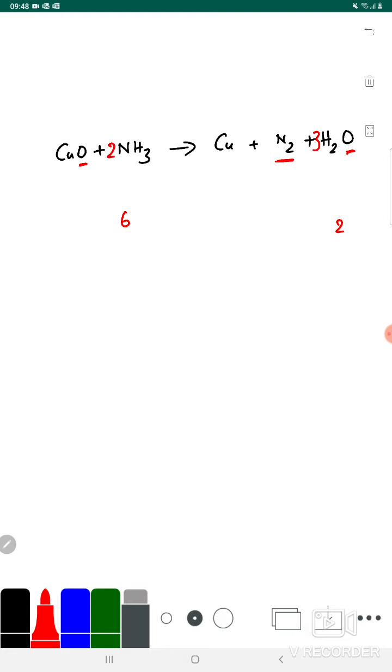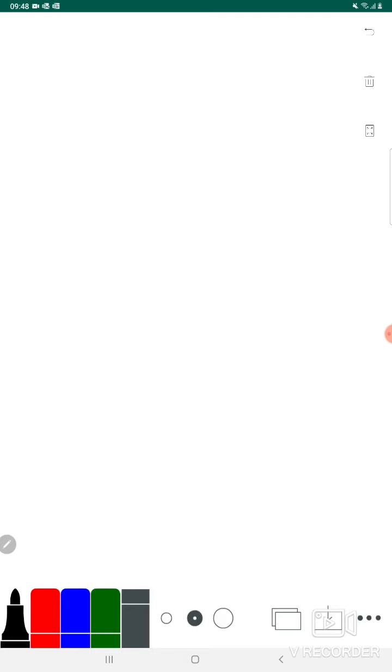So when I change it to 6, I am getting 3 oxygens here, so make it 3 oxygens on the left hand side. Now I have got 3 copper, so now again make this 3 copper. So in this way you have balanced this particular expression, right? Then moving on, take another example.